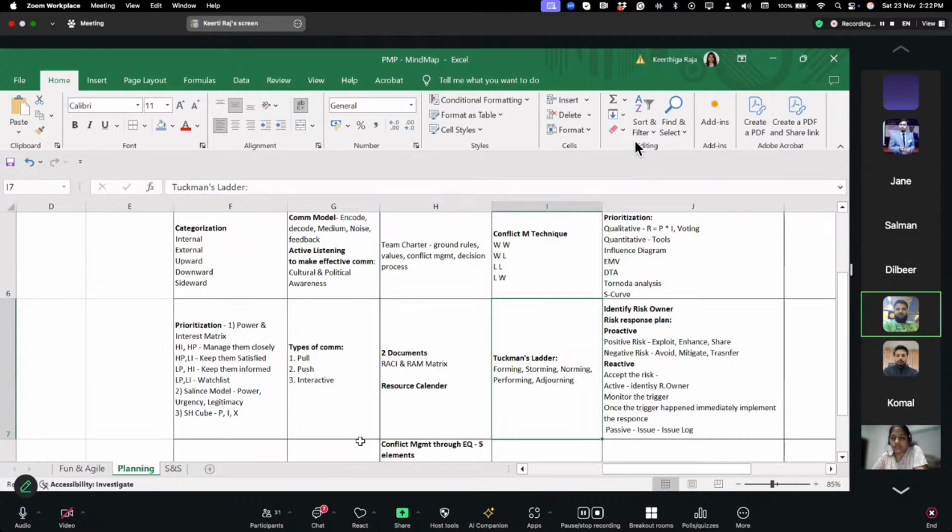Then we have, in the same thing, the resource management plan. I think Tuckman's ladder falls into the resource management plan, right? If I'm not mistaken, correct me if I'm wrong. This falls under this. Yeah.